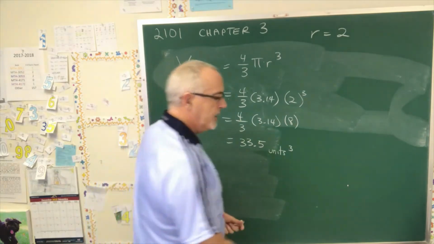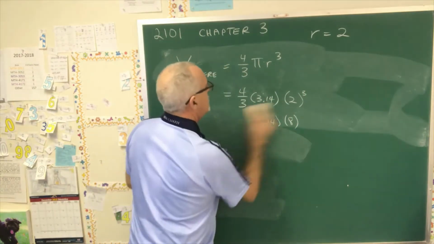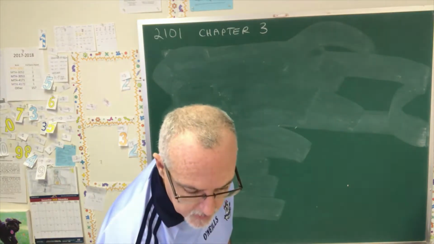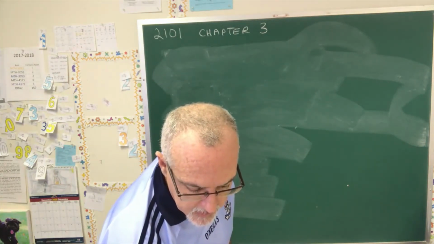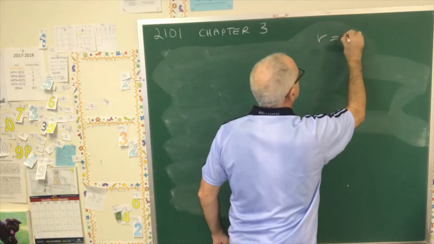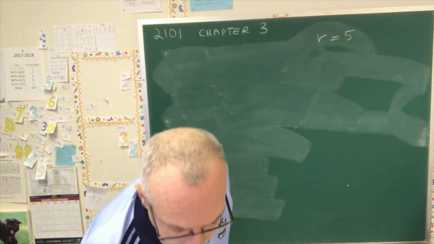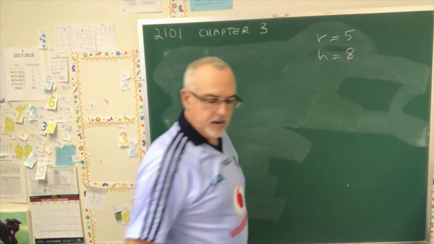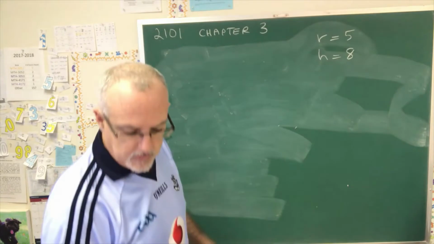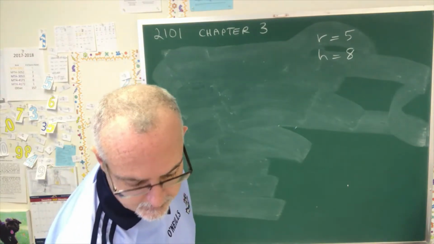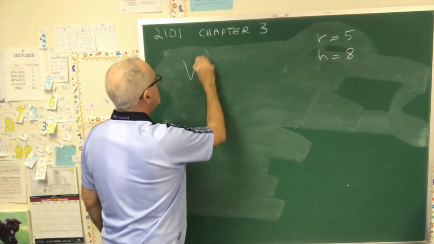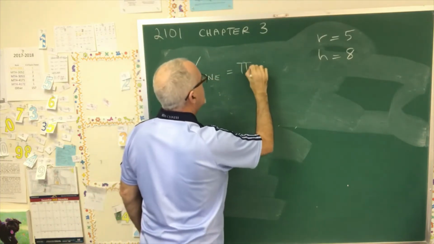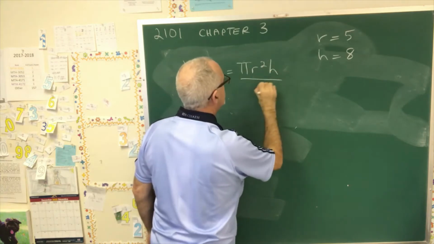Let's do one more, a cone. This cone has a radius of 5. It has a height of 8. I'm not going to involve the slant height. I'm going to keep this one simple. The volume of a cone is equal to pi r squared h over 3.